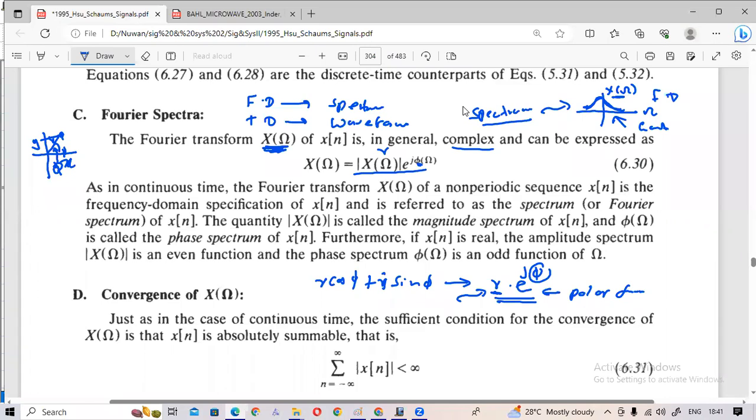If you plot this magnitude with respect to omega, it is called the magnitude spectrum, and if you plot this phase with respect to omega, we call it the phase spectrum. So just have the idea, that is enough. Normally the frequency domain signal we refer to as a spectrum. If you plot the magnitude of the spectrum, it is called the magnitude spectrum, and if you plot the phase of the spectrum with respect to omega, it is called the phase spectrum. So that is it.